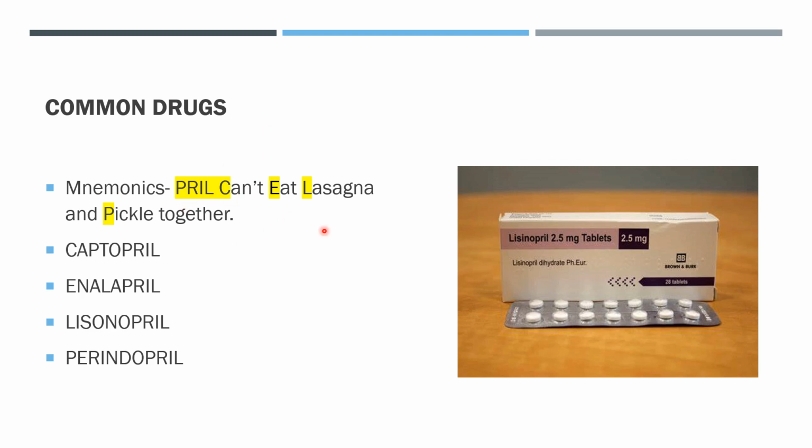Pril over here is a suffix of ACE inhibitor drugs. So any drug that has the suffix pril in it is an ACE inhibitor. So we add pril at the end of every drug, and then C stands for capto, so captopril. E stands for enala, that will be enalapril. L stands for lisino, that would turn into lisinopril. P stands for perindo, that would be perindopril.